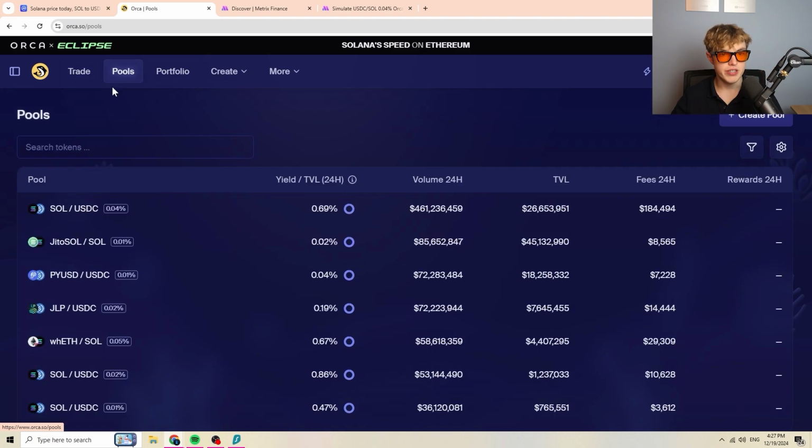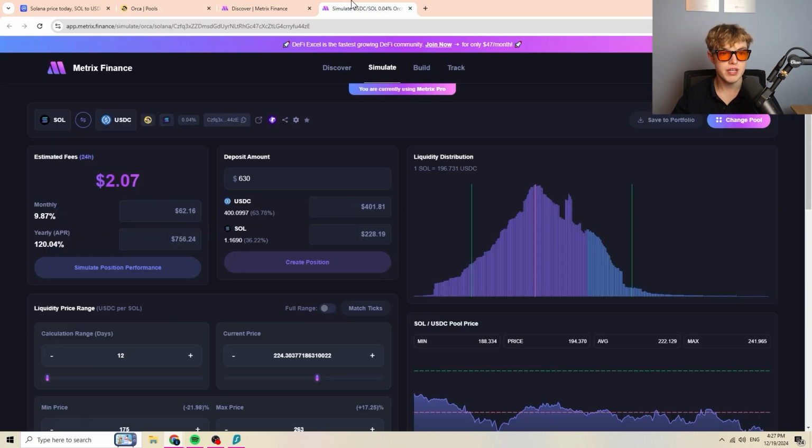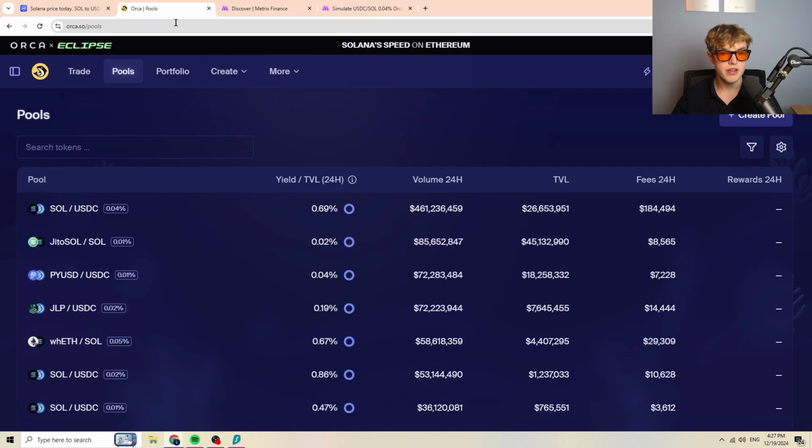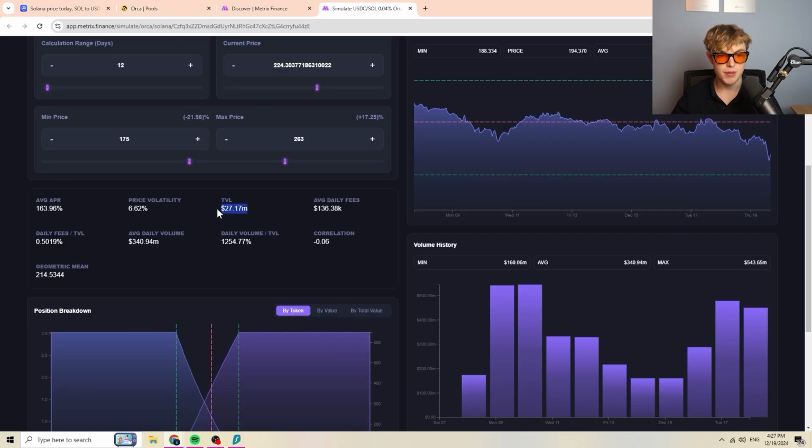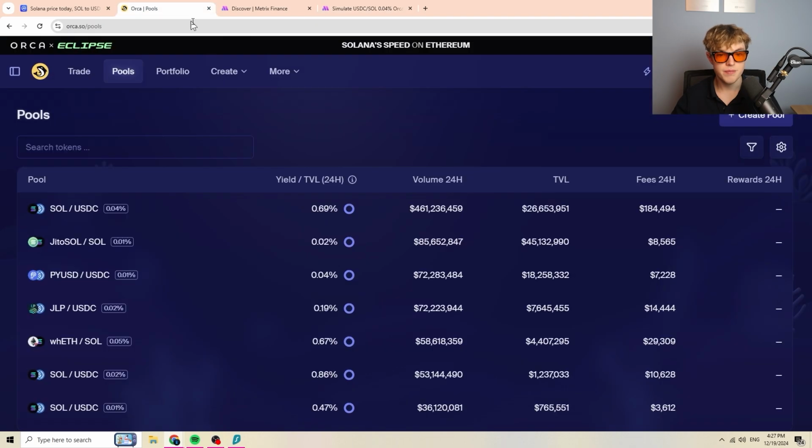Now go to the pool section and find the liquidity pool. So Sol to USDC, it's the first one, and we can verify it's the right one by looking at the fee tier, the 0.04%. Yep, 0.04%. We can check the TVL. Here it says 26 mil. Go down to TVL. Yeah, about 26, 27 million. So we're chilling. I'm going to select it.